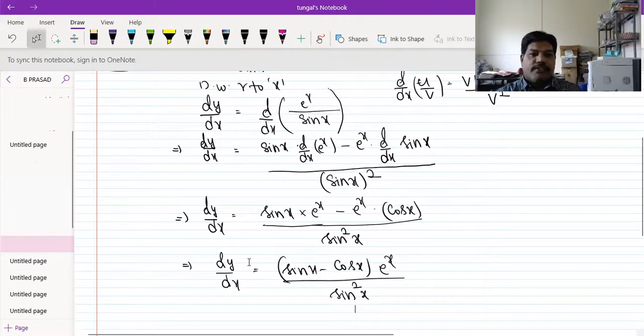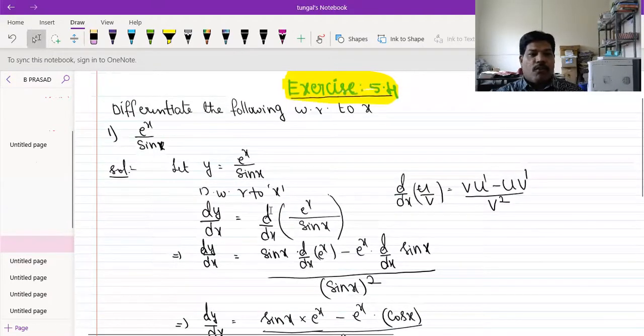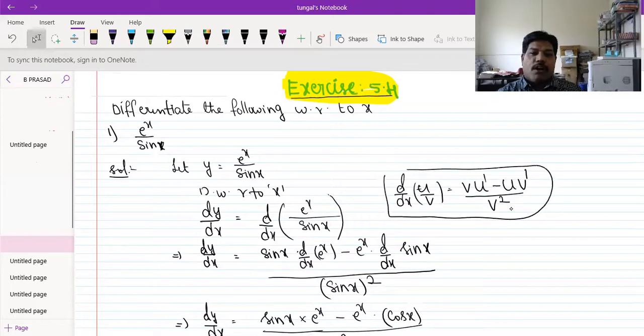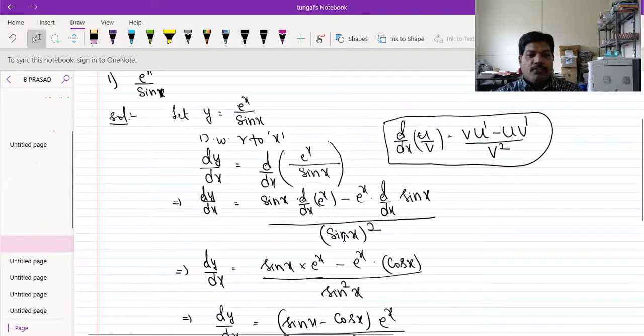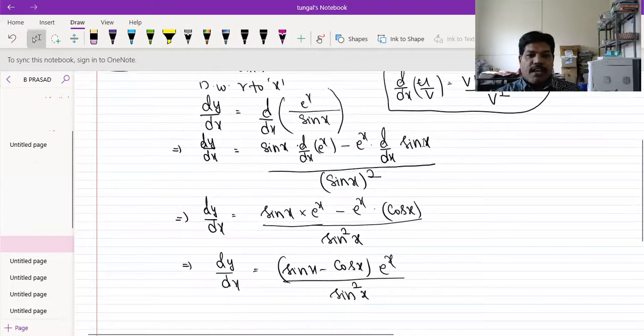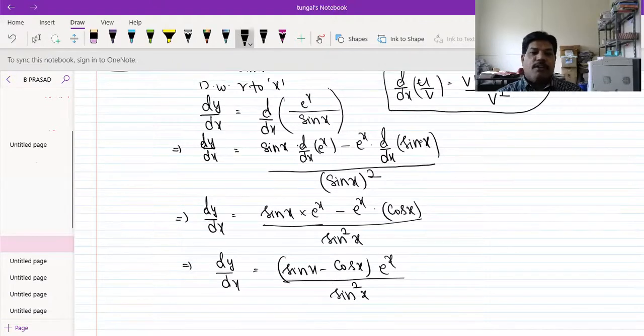So see that question, students, a very easy question. y is equal to e power x by sin x. So just use the formula, derivative of u by v. So what we will get: v u dash minus u v dash by v square. The derivative of e power x is e power x, and the derivative of sin x is cos x. So just take e power x common, it will become sin x minus cos x into e power x by sin square x. So see that question, students.